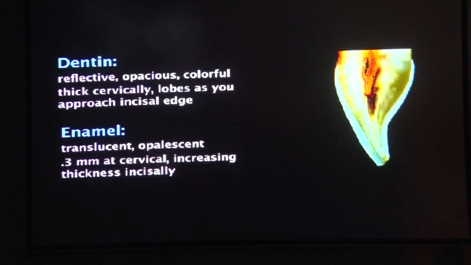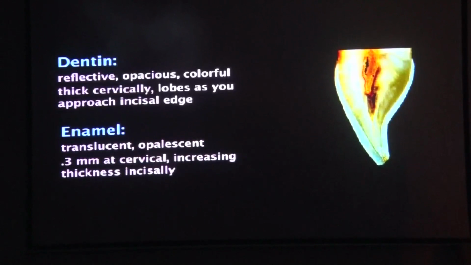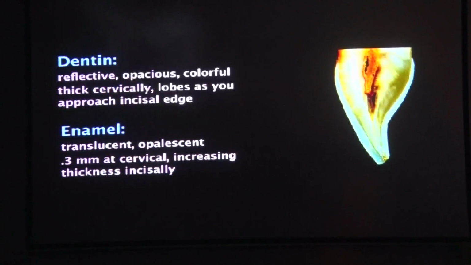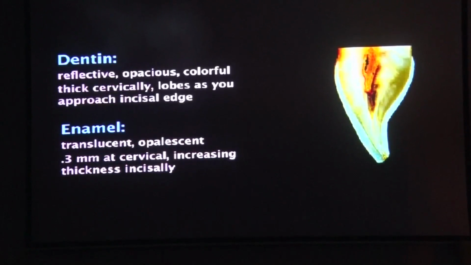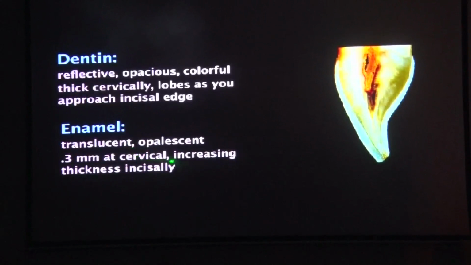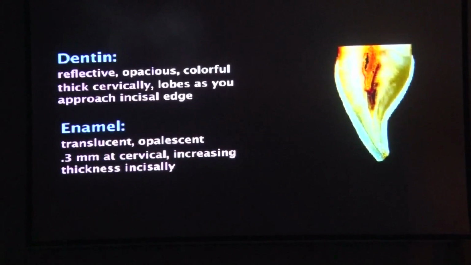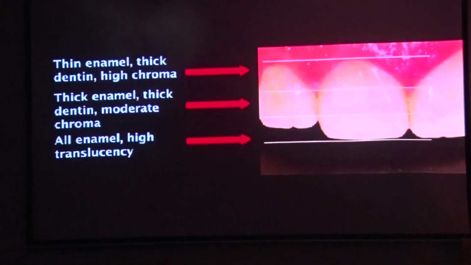Let's try and see how dentine is. Now if I look at dentine, it is more opaque, more reflective, more colorful, and thick cervically. But as you come down, it lobes towards the incisor edge. This is how dentine is when we talk about histology. If I look at enamel, it's more translucent. So basically it is the window through which the dentine is seen. It's more opalescent. It is just 0.3 millimeters at the cervical and it increases in thickness incisally as you come down. So if you can understand these structural properties, then it becomes very easy for us to mimic color.